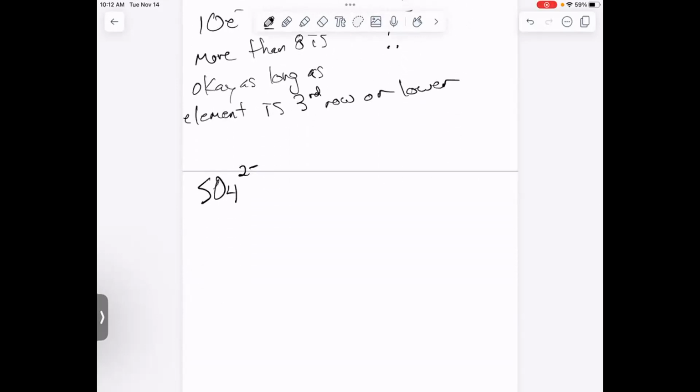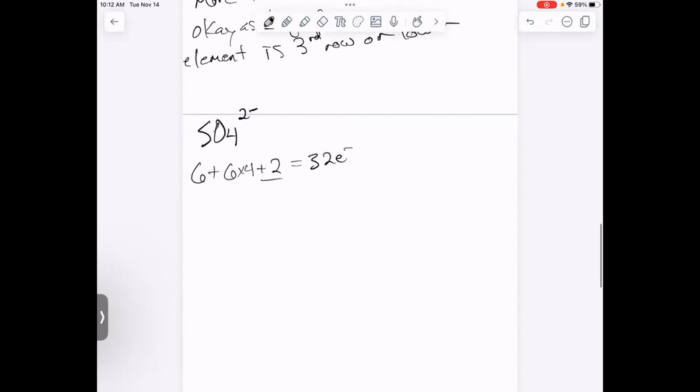So going through our normal steps, if I'm counting my valence electrons, sulfur, like the last example, has 6. Oxygen also has 6. We have 4 of them. And if I have a -2 charge, that means I'm adding 2 electrons at the end to that total. So in this case, I should have 32 electrons total.